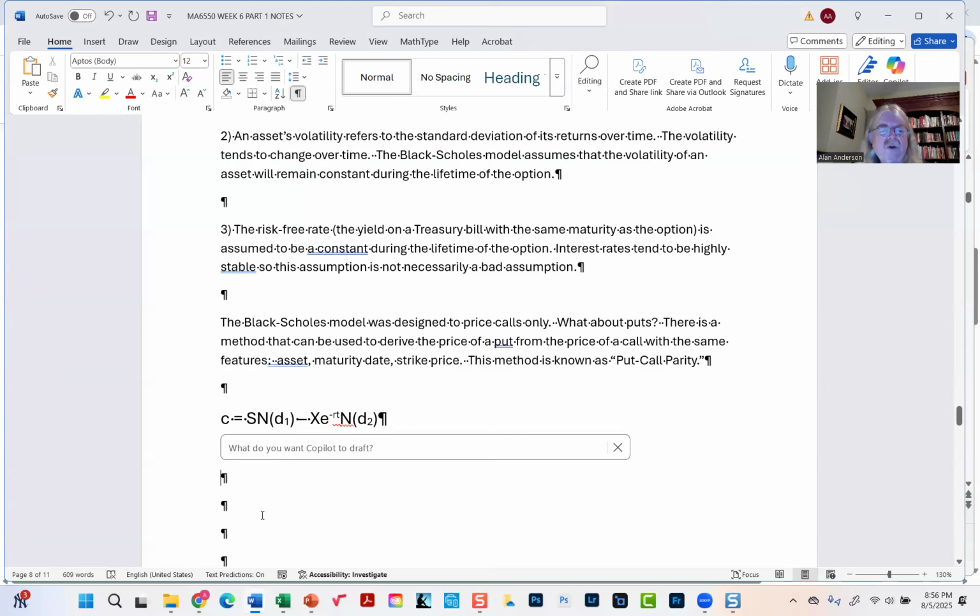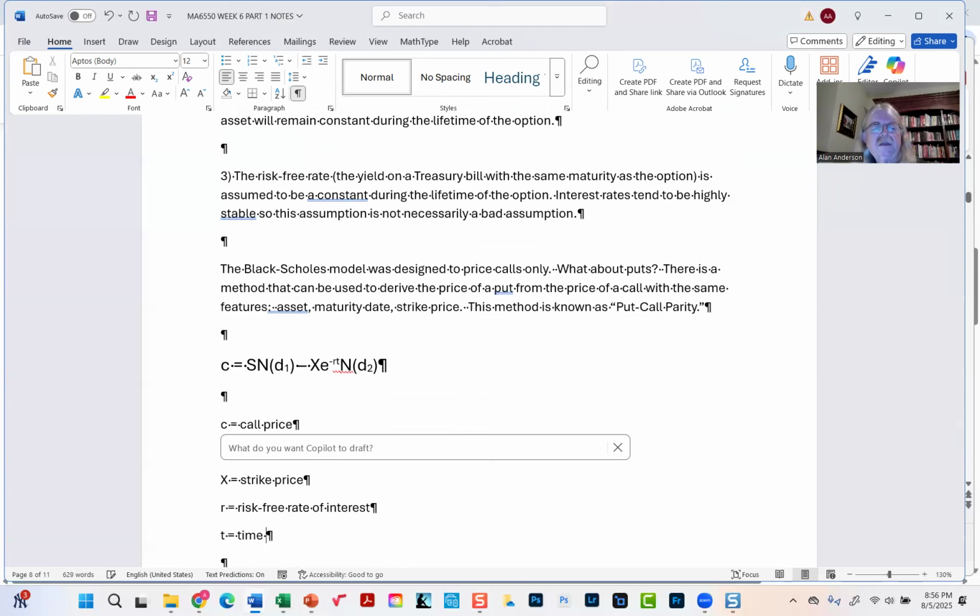Well, first of all, C is the call price. S is the asset price. X is the strike price. R is the risk-free rate of interest. T is the time to maturity. Let's put it this way: time to maturity of the option.